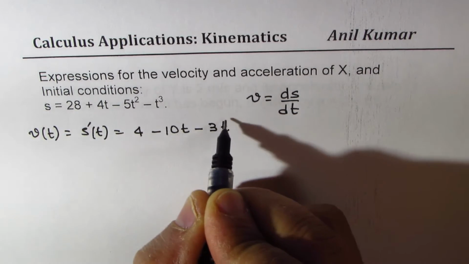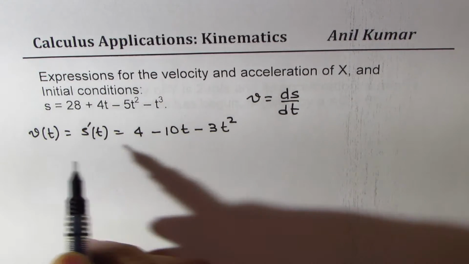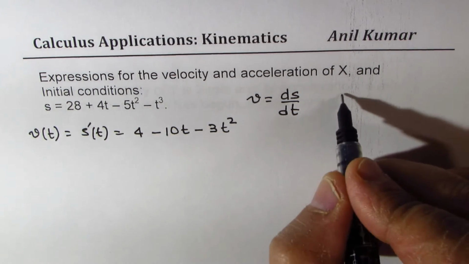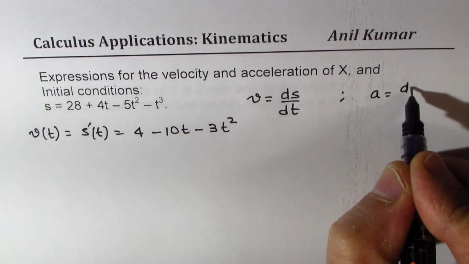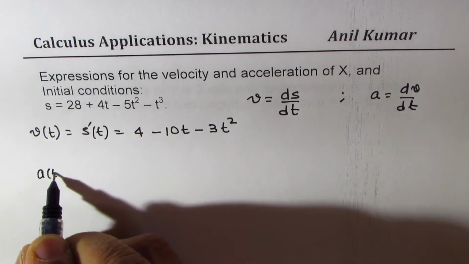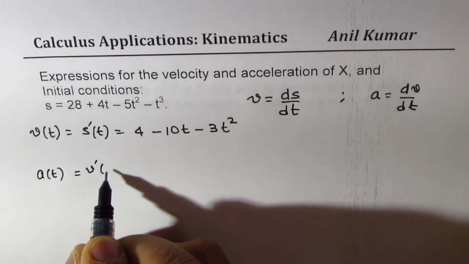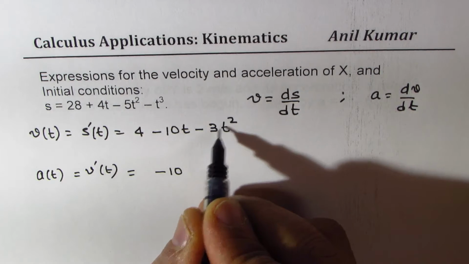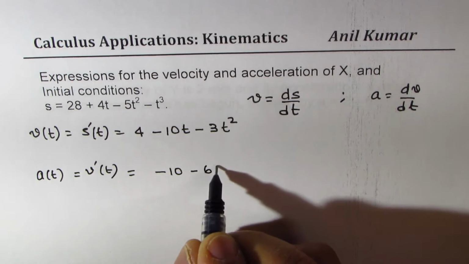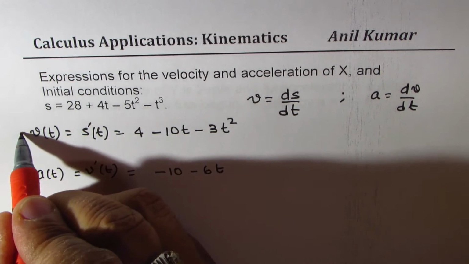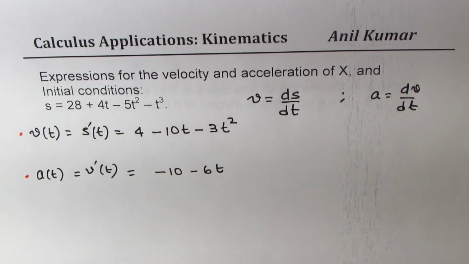minus 3t squared. Now to get acceleration, we need to find the derivative of velocity, since you know that acceleration is dv over dt. So we can write acceleration as the derivative of velocity, and that is minus 10 and 3 times 2, minus 6t. So we got the expressions for velocity and acceleration as functions of time. So we've done this part.